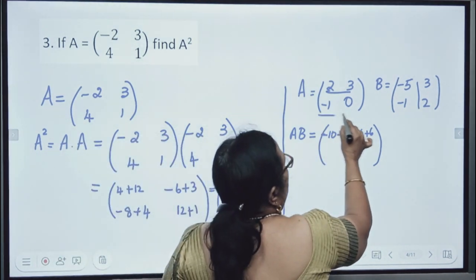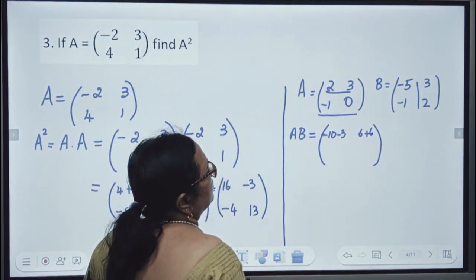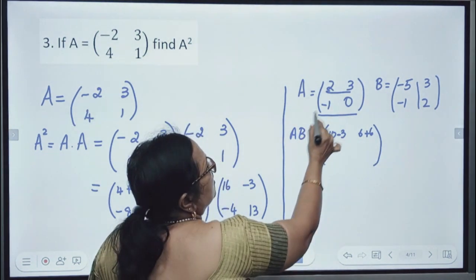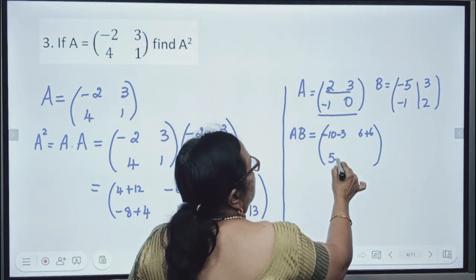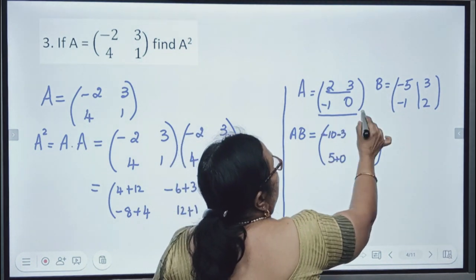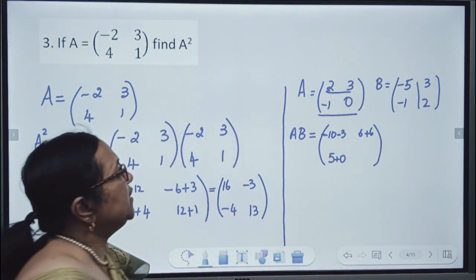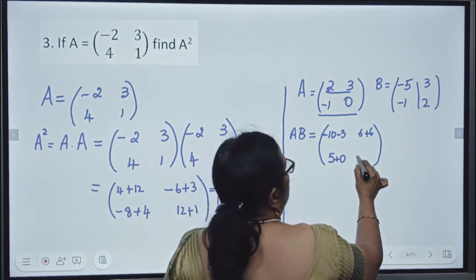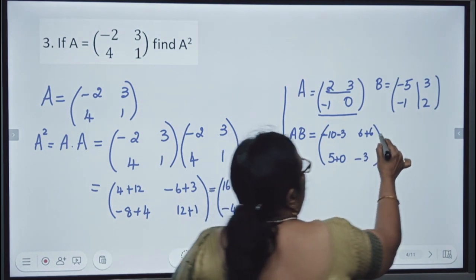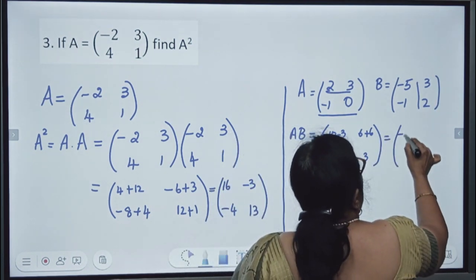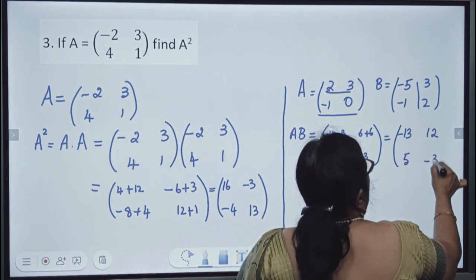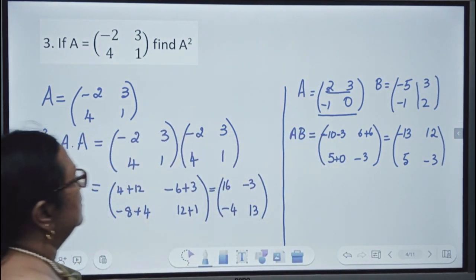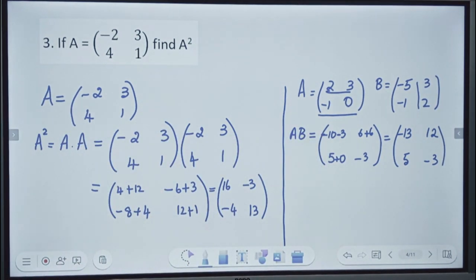This will be second row, first column. So what will I get? Minus 1 into minus 5, 5, plus 0. Second row, second column, minus 1 into 3 is minus 3 plus 0. So the whole thing is [-13, 12; 5, -3]. Is it same as BA?